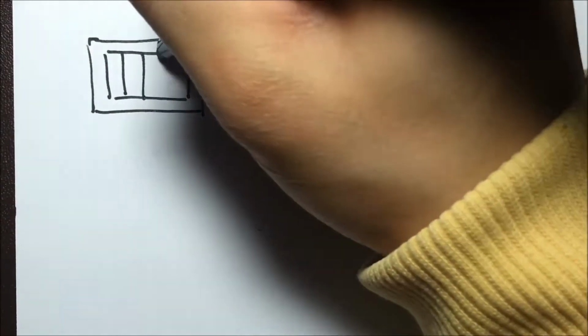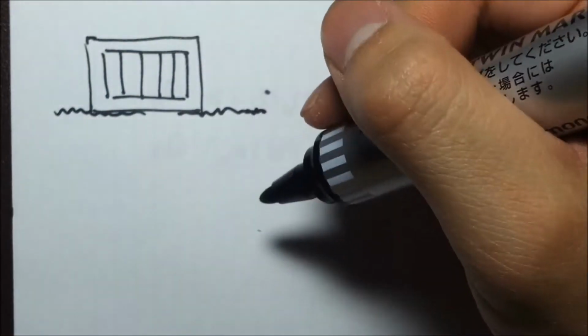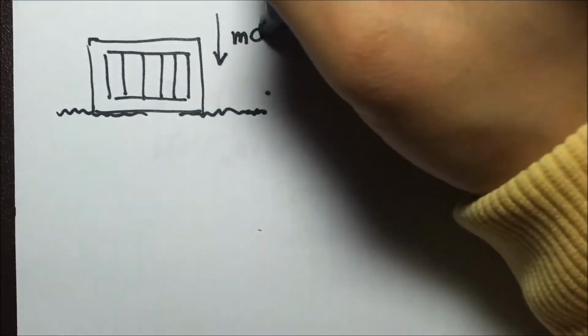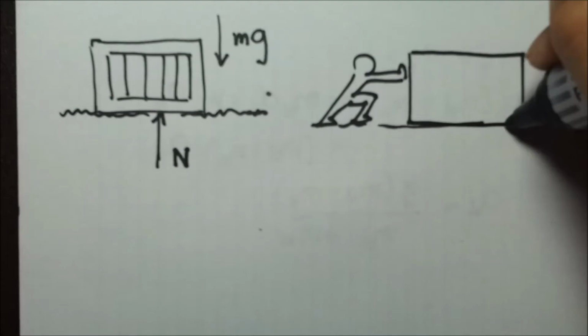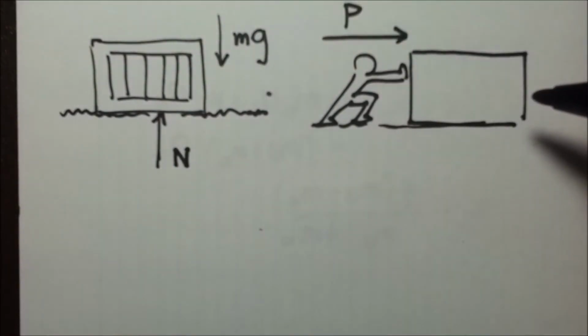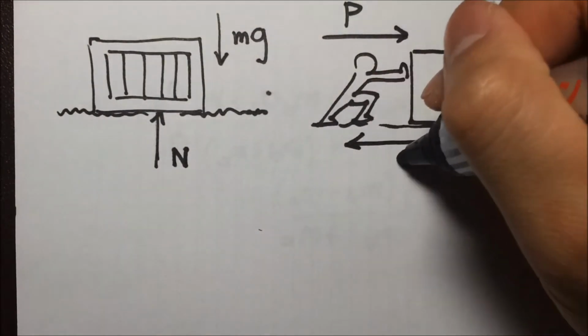Back to the first question we did. This time we include friction. We have two forces acting, the weight of the box pushing down and the reaction force or normal force of the floor pushing back up equally. Now if you apply P amount of force pushing the box, there will also be a friction force going against the motion.